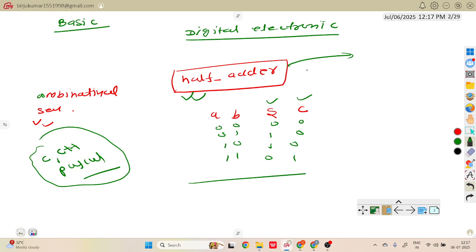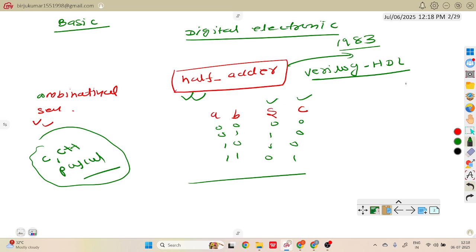For that, there is a special language from 1983. I will explain one by one. In 1983, there were two scientists, Moorby and Gateway, who designed one special language for digital circuits only. That is called Verilog HDL. With the help of it, we can implement any digital circuit. I will also explain the difference between C and Verilog. Just wait.